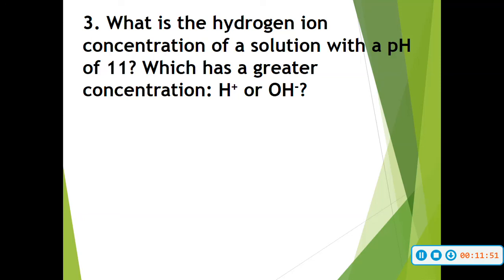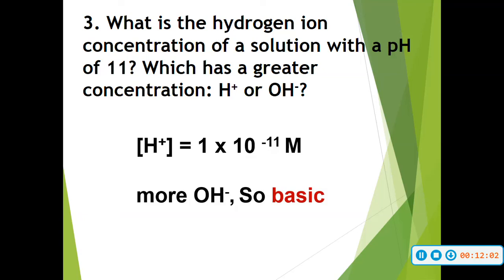Well, it also works the other way around. If your pH is 11 and you don't know your hydrogen ion concentration, we'll just stick it into that generic formula. So our hydrogen ion concentration is 1 times 10 to the negative 11 molar. And then if you look at the pH, your pH is 11. It's telling you that you have a basic solution. So you should have more hydroxide ions than hydrogen ions.